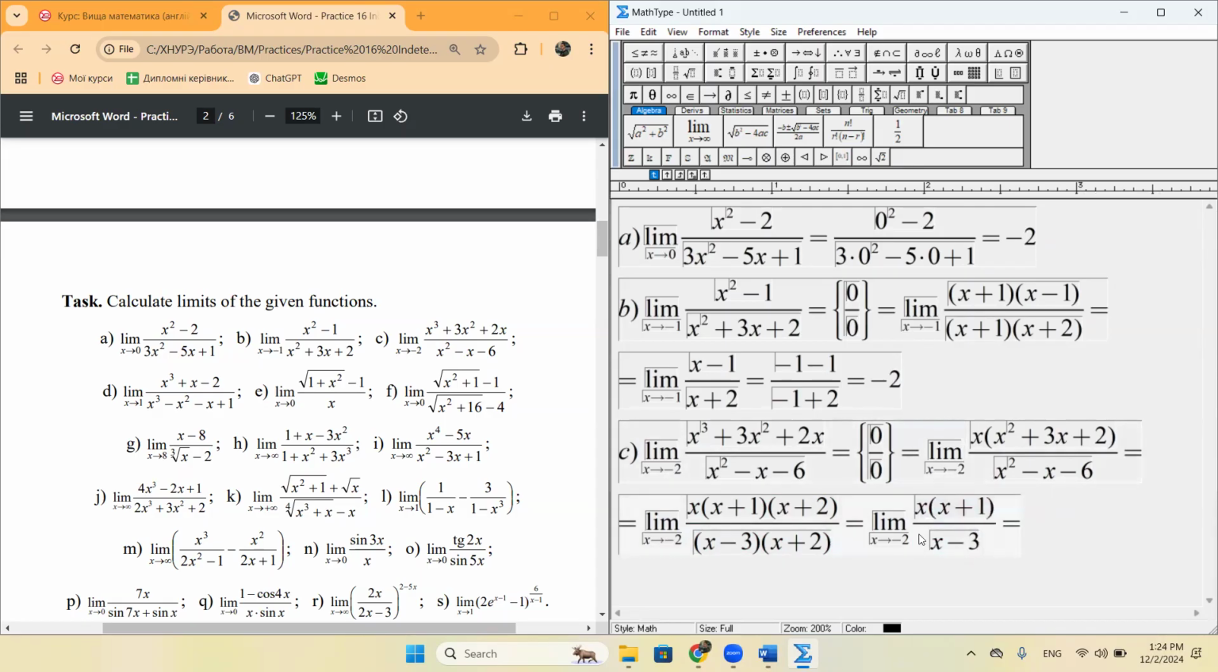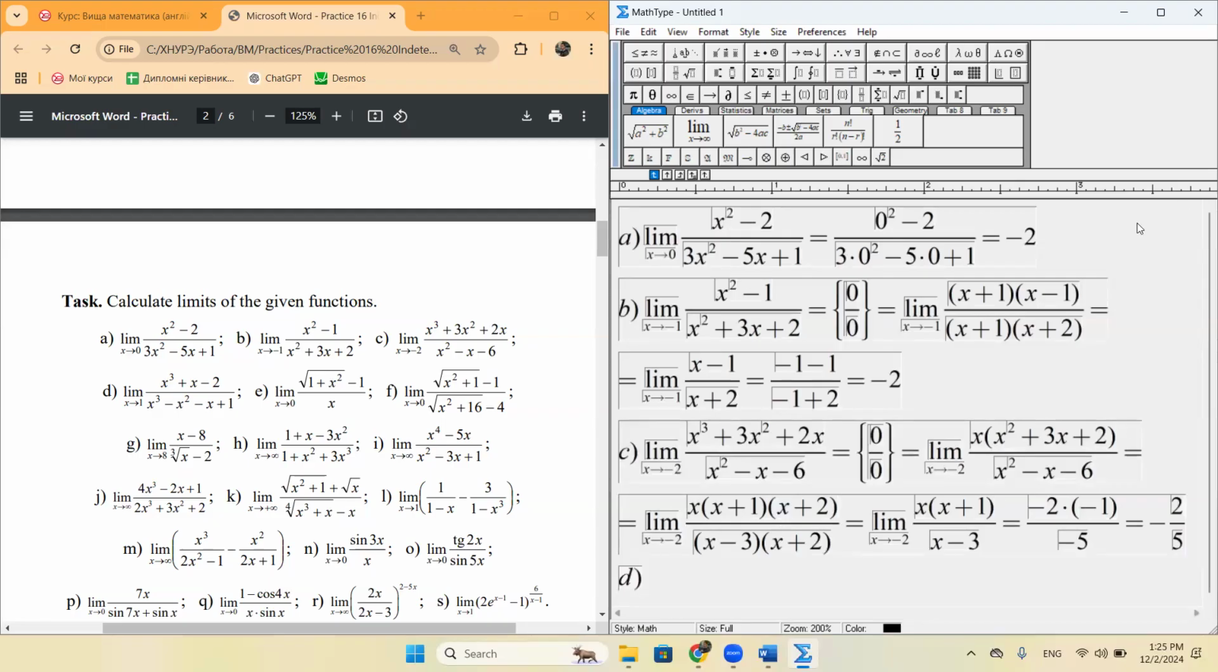And now substitute minus 2. So no indeterminate forms for now. And the final answer, minus 2 by 5. Any questions about this task? No. Okay, no questions.